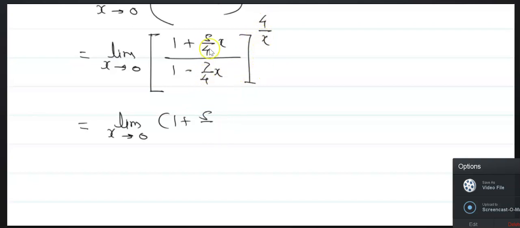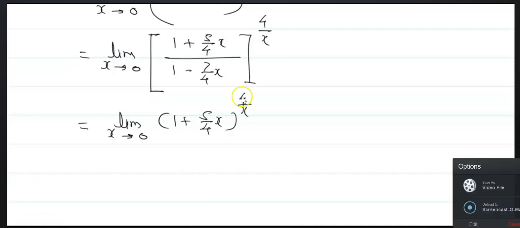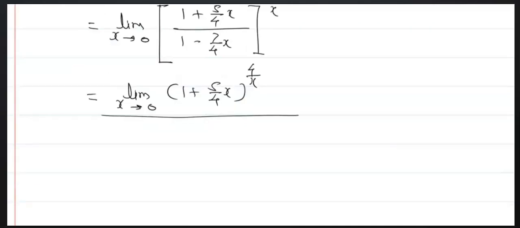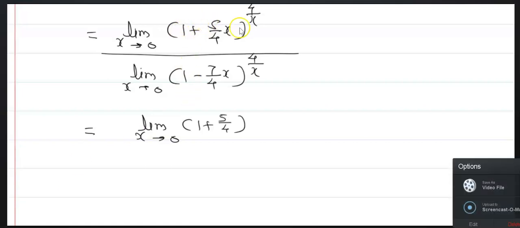Now split up this numerator and denominator form. That is limit x tends to 0, (1 plus 5x by 4) bracket to the power 4 upon x, and the whole divided by limit x tends to 0, (1 minus 7x upon 4) and whole bracket to the power 4 upon x. Now see this here, 1 plus 5x upon 4. The reciprocal of this is 4 upon 5x.